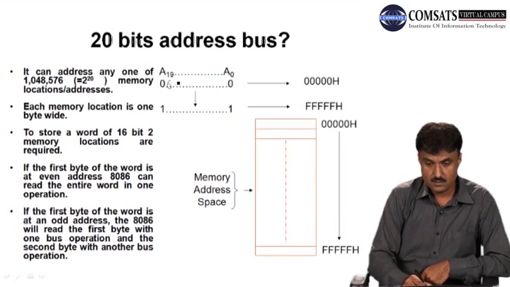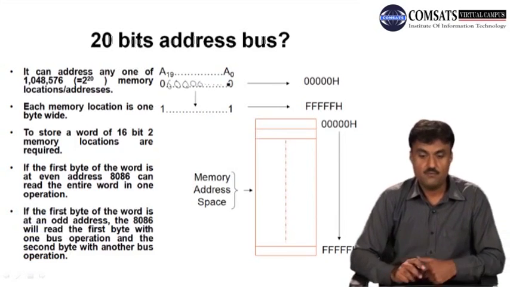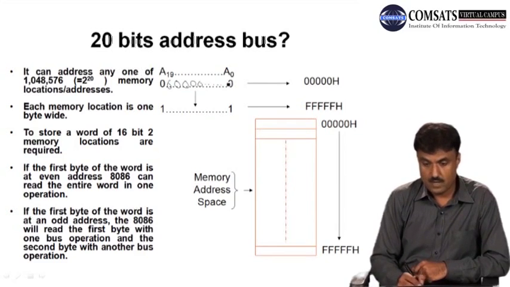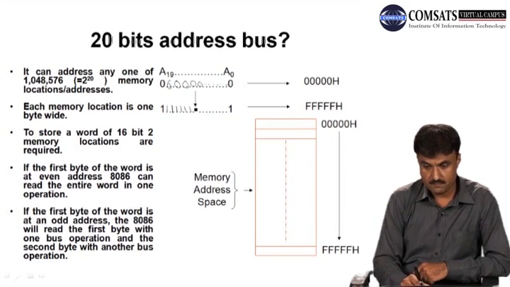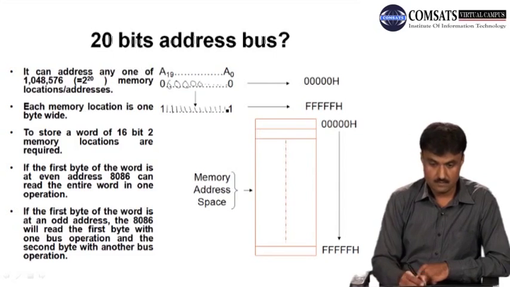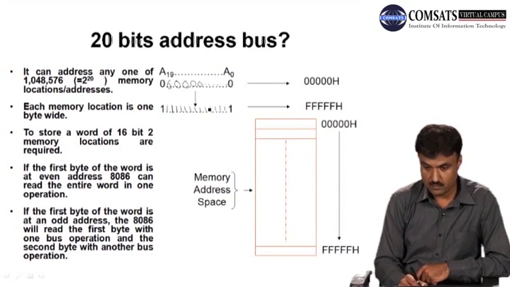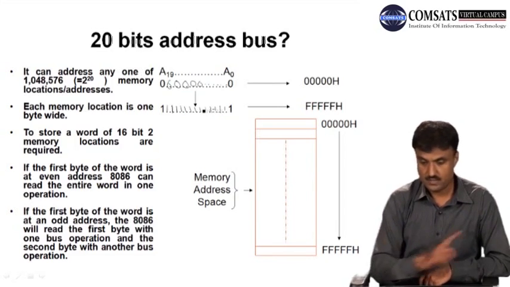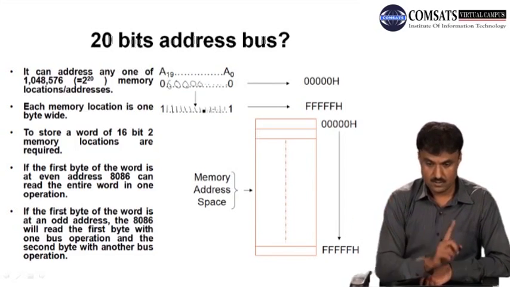So sorry, you can consider this as a 0. So all these 20 bits from A0 to A19 have values ranging from all zeros to all ones. So it can be 20 ones. I can put some dots here to show that there are 20 ones from A0 to A19.